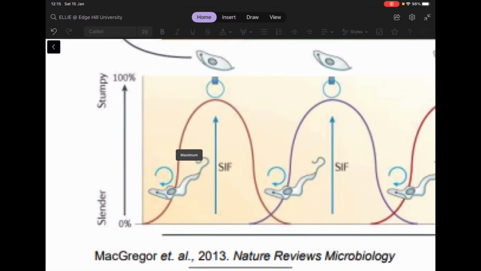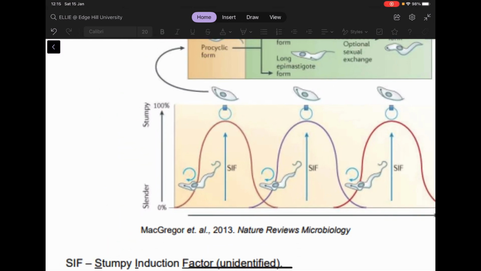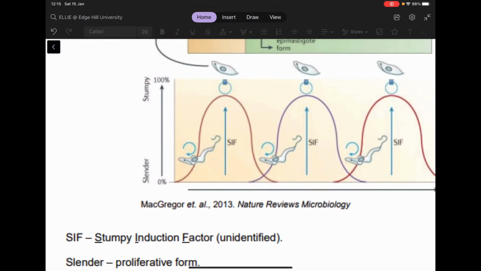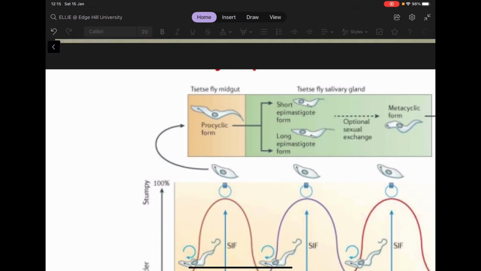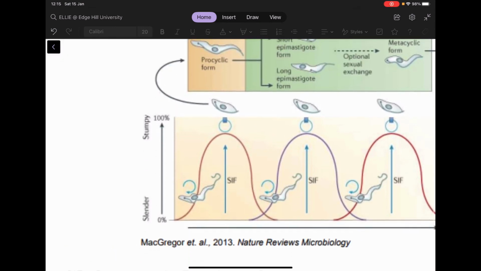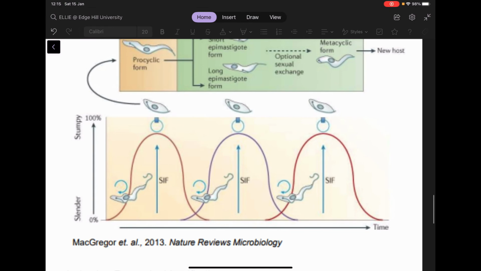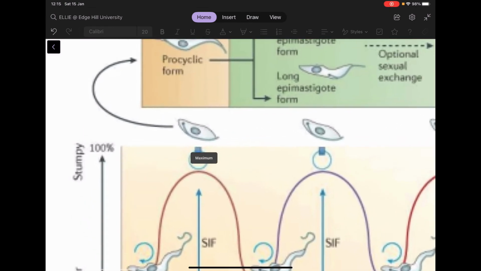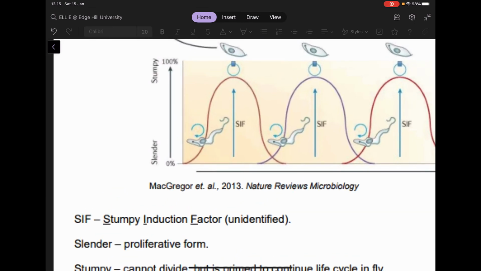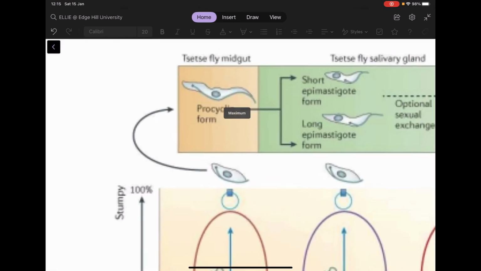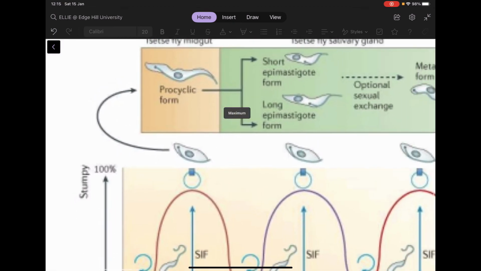So you can see how it has this long tail here, the slender proliferative form, when it's moving along to the midgut. It then turns into this short stumpy one, which has the stumpy induction factor, where it has no tail, so it doesn't swim as fast.